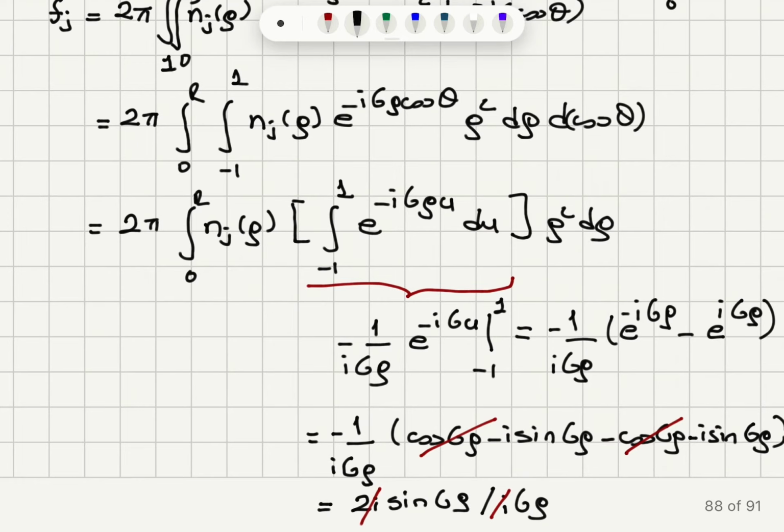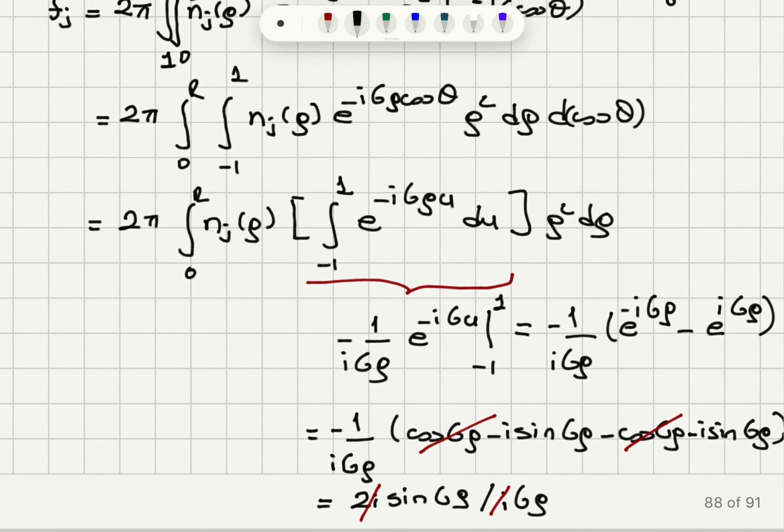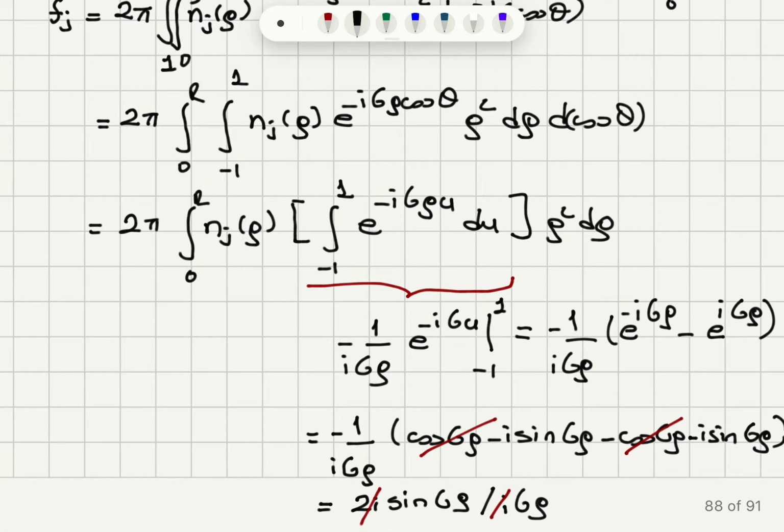So if I substitute the end limits, e to the minus i g rho times 1 minus e to the minus i g rho times minus 1 gives me e to the plus i g rho. So these two will give me, basically using Euler's formula, for e to the minus i g rho, I substitute cosine g rho minus i sine g rho. For e to the i g rho, I substitute cosine g rho plus i sine g rho.